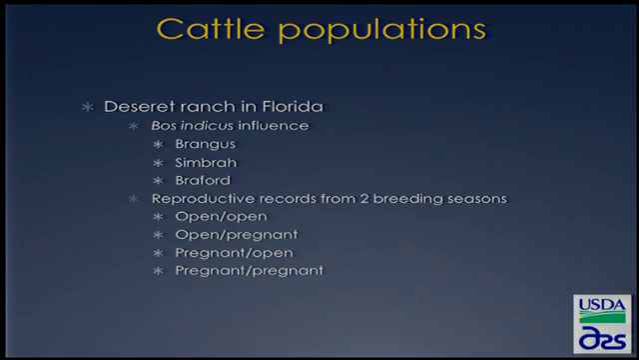The next population we looked at was the Deseret Ranch down in Florida. Now, the interesting thing about the Deseret Ranch is that they have a high Bos indicus influence. They have Brangus, Simbra, and Braford. Another interesting thing, which we found very useful, is that they keep their animals around for 2 breeding seasons, so they don't cull them right away if they become open. So we had 2 breeding records, and we had open-open, open-pregnant, pregnant-open, and pregnant-pregnant animals.